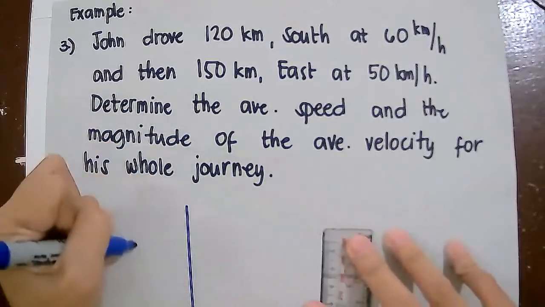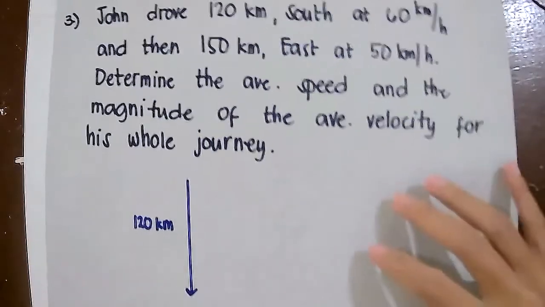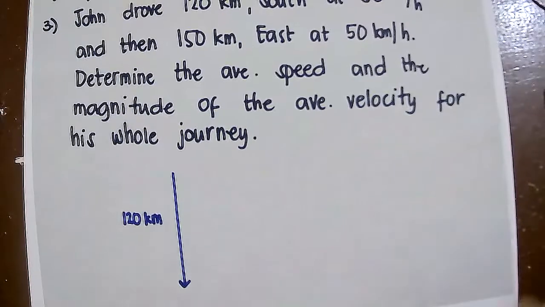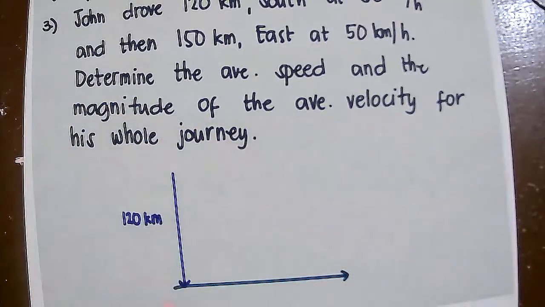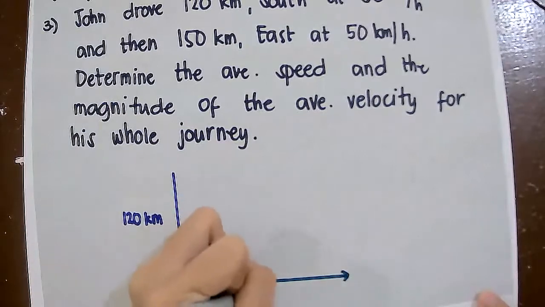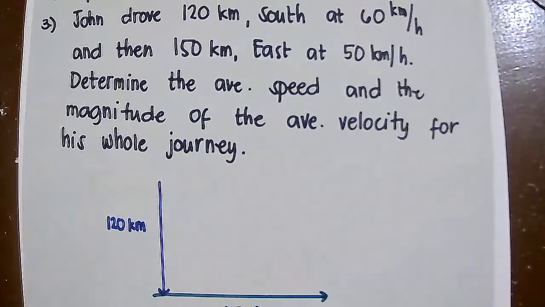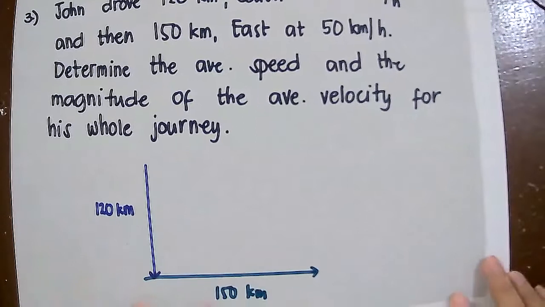This is 120 kilometers. And then he went east with 150 kilometers. Okay, and then this is 150 kilometers. So you can observe here na except kay distance, given din si speed. Now, we don't have the time. So, kailangan natin si time in order for us to solve your average speed and then your average velocity.